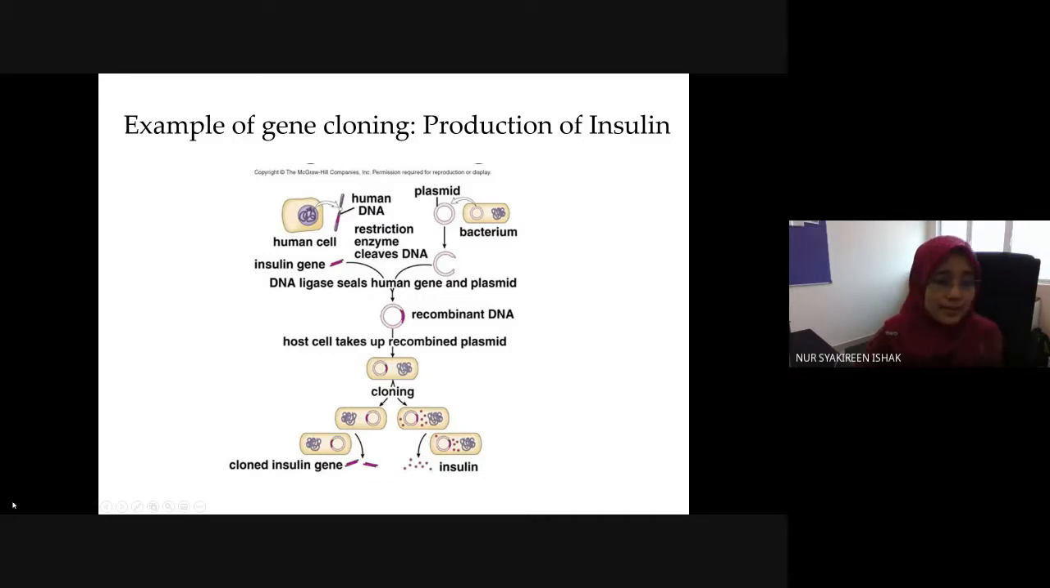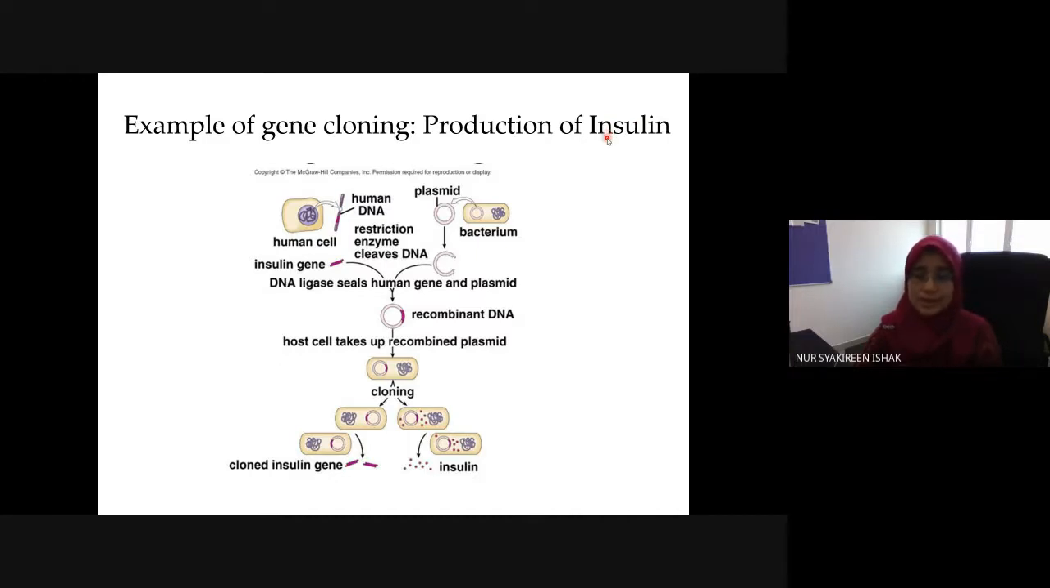Okay, so examples of gene technology, which is in the production of insulin. So insulin is a hormone. Hormones are classified into two based on their composition. There are hormones that are made up of protein. There are also hormones that are made up of steroids. So insulin is a type of hormone that is made up of protein.